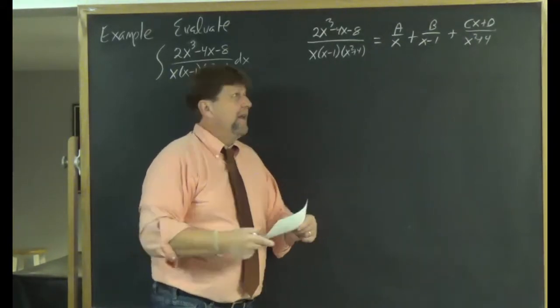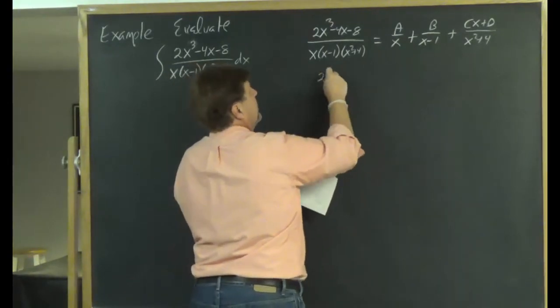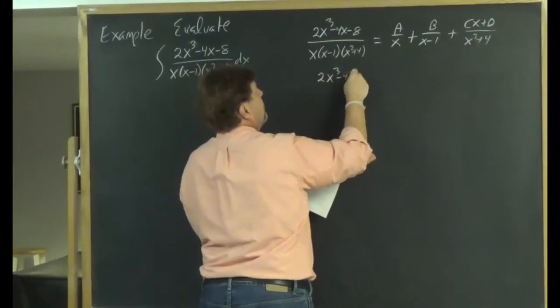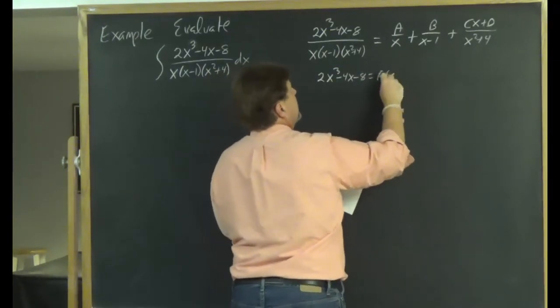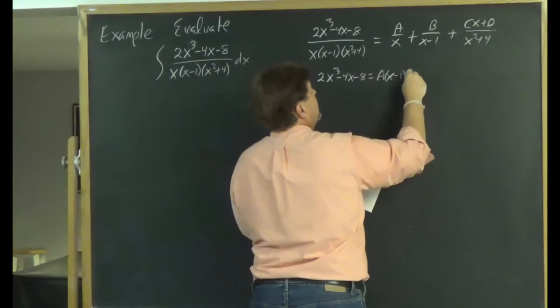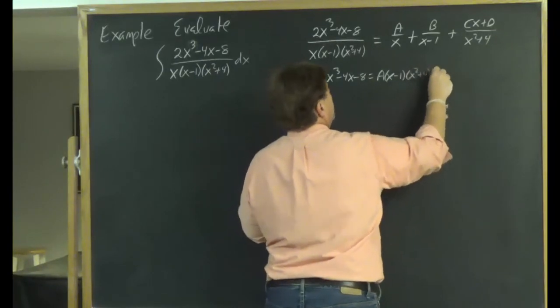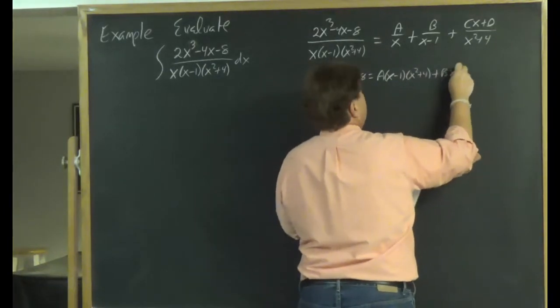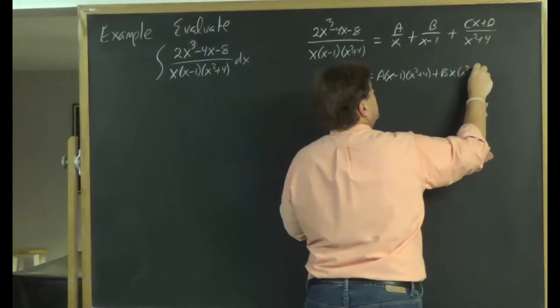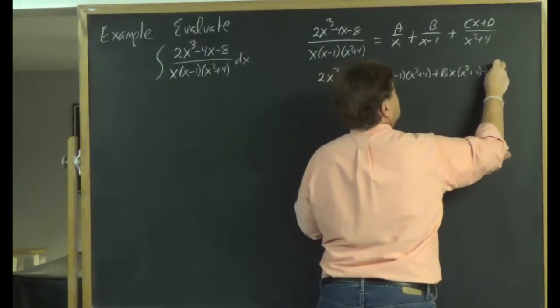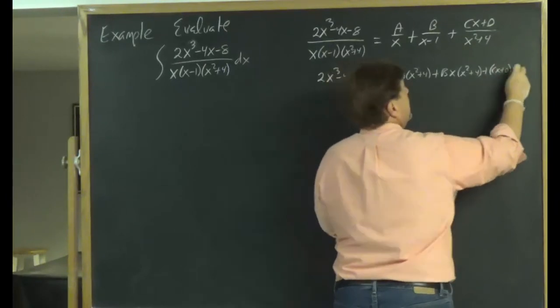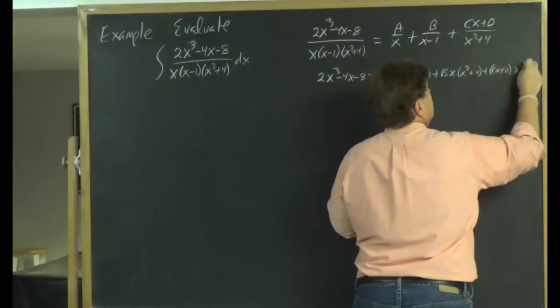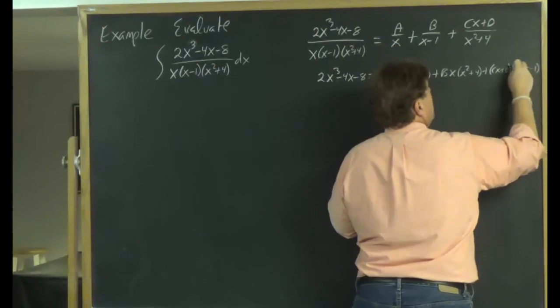Multiply both sides by the LCD to get 2x cubed minus 4x minus 8 equals a times x minus 1 times x squared plus 4, plus b times x times x squared plus 4, plus cx plus d times x times x minus 1.